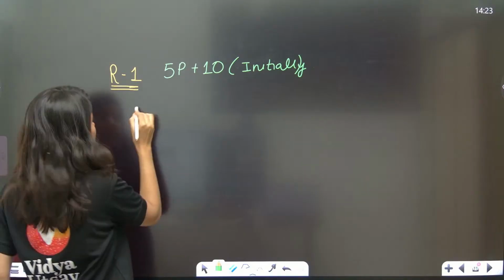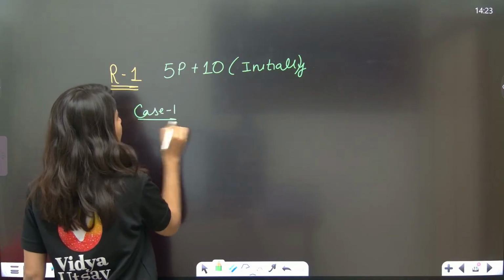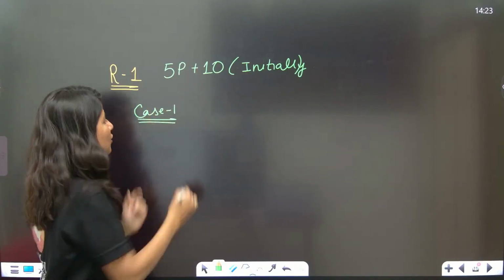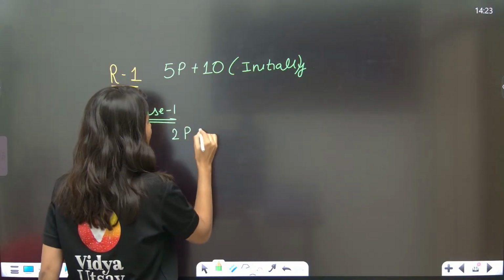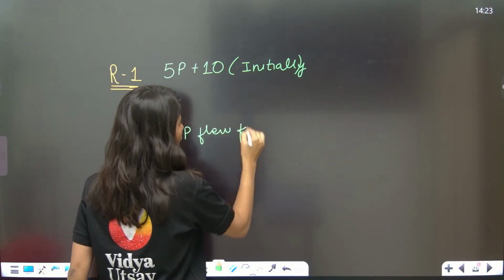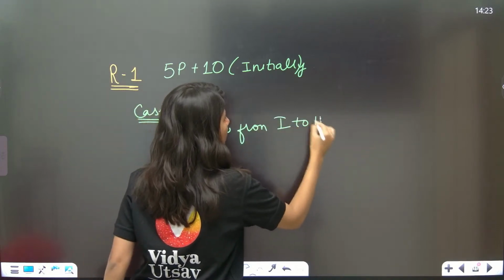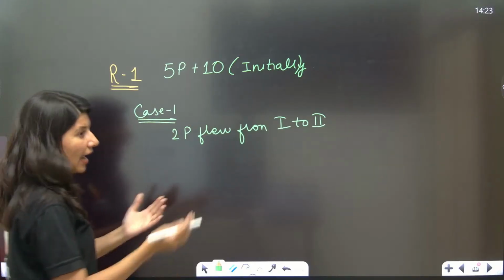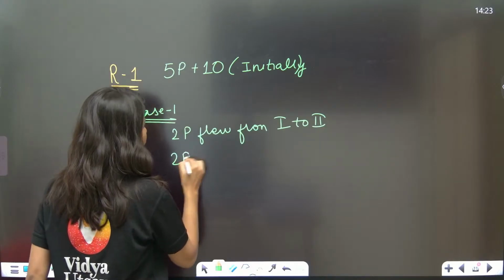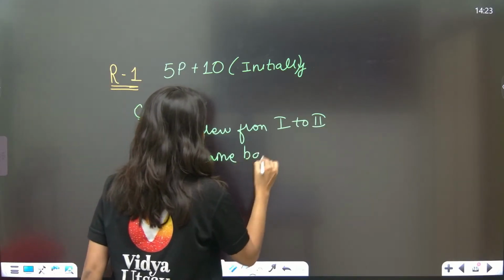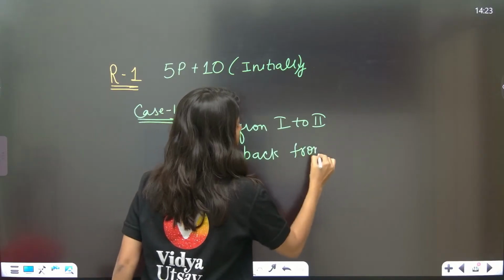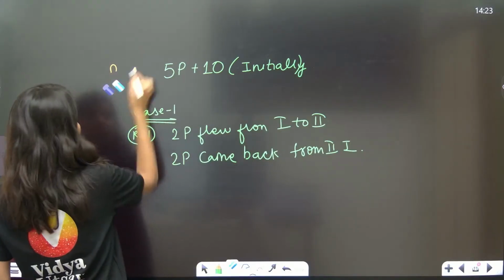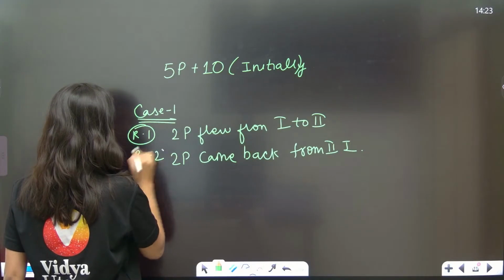There may be a case. Case number 1: initially 5 parrots, 1 owl. So 2 parrots flew away, 2 parrots flew from 1 to 2. And then 2 parrots came back from 2 to 1. This is round 1, and this is round number 2.